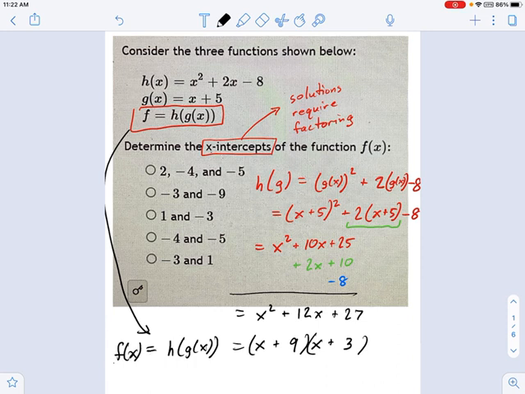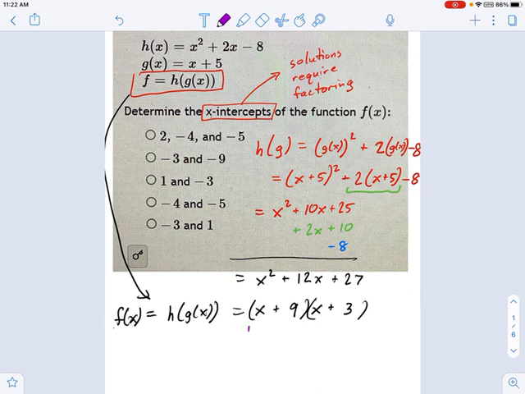Now, what this problem is asking is, what are the x-intercepts of f of x? No problem. We know how to find x-intercepts. We just set each of these factors equal to 0. So we say x plus 3 equals 0. That means x equals negative 3. Or x plus 9 equals 0. That means x equals negative 9. There's our two solutions. And look at that. We got them right here.